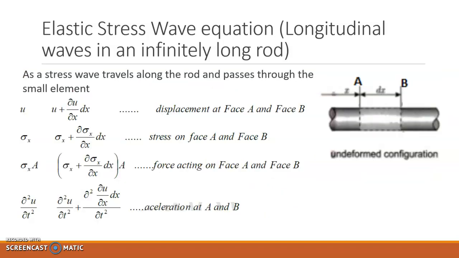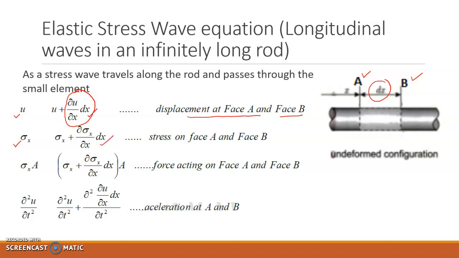Now on this small element of length dx, we have two faces, A and B. If we consider the displacement, at face A the displacement is u, and at face B the displacement is u plus ∂u/∂x times dx. That is, this portion is the change in displacement of the material. The stress on face A is sigma x, and on face B it will be sigma x plus ∂sigma x/∂x times dx.